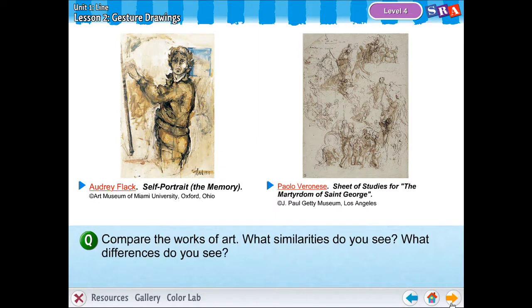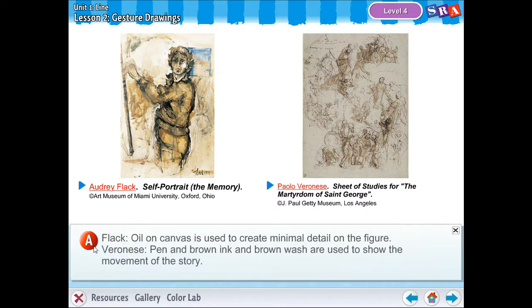Okay. Compare the works of art. What similarities do you see and what do you see that's different? Well, Flack's painting is oil used on canvas. And then this one is pen and ink and it's brown. And then after they've used a wash, which is like they did it with a brown ink. And then they used watercolor to go over it to kind of melt the lines in a little bit.